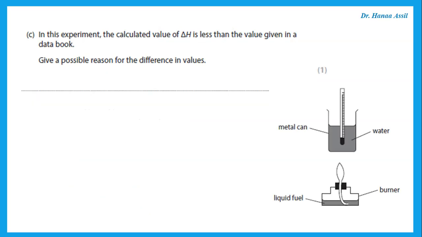In this experiment, the calculated delta H is less than the value given in a data book. Always, when we calculate delta H for these kinds of reactions, our answer is less than it should be. Give a possible reason for the difference. We said our numbers are usually less due to loss of heat to the surroundings or incomplete combustion of the fuel.